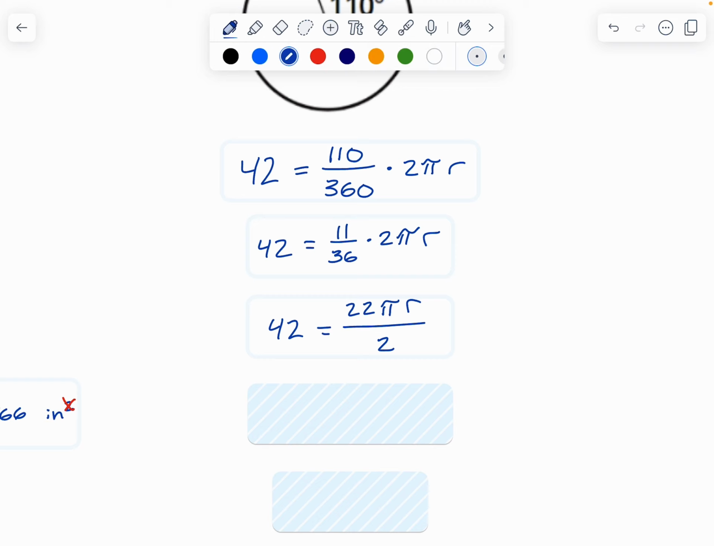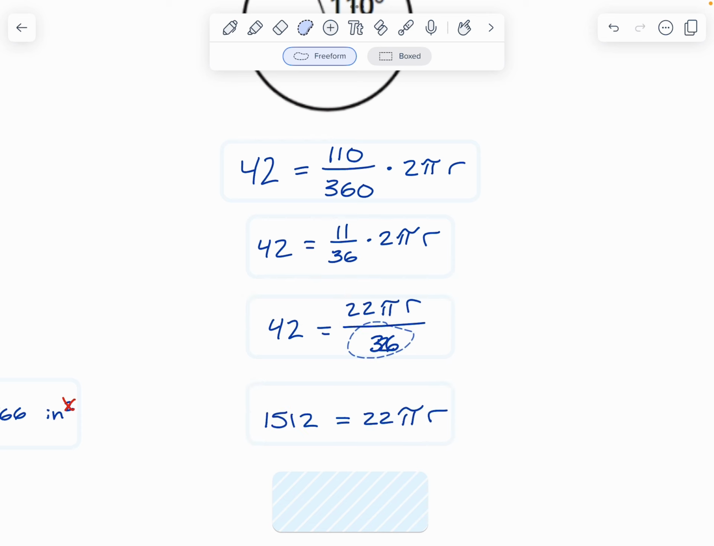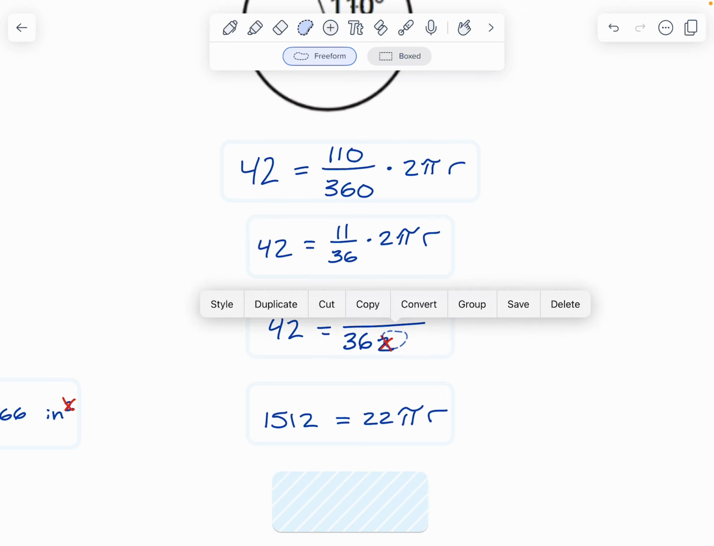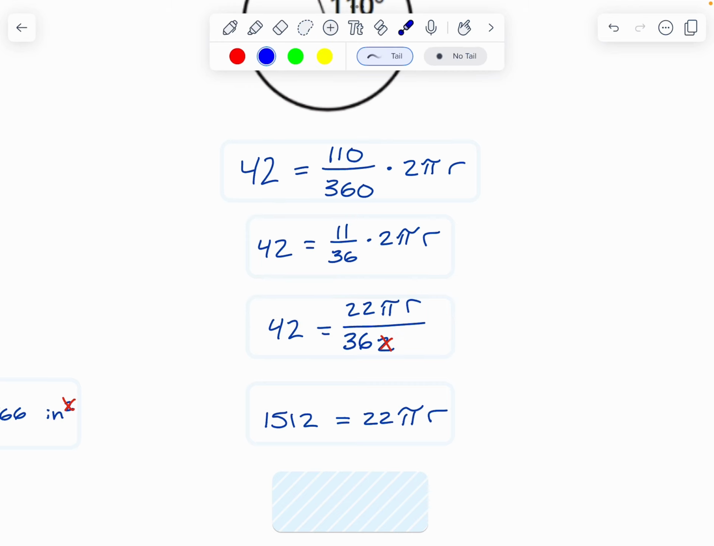Don't know why I put that over 2. That should still be over 36. Not 2. There should be a 36 there. So I don't even know if I solved this correctly. We will see. Yep, I definitely did. I don't know why I put a 2 there. That should be a 36. So ignore the fact that that's a 2. That's just me moving too fast. Over 36. Why is it over 36? Well, that's what we got our fraction to reduce to anyways.